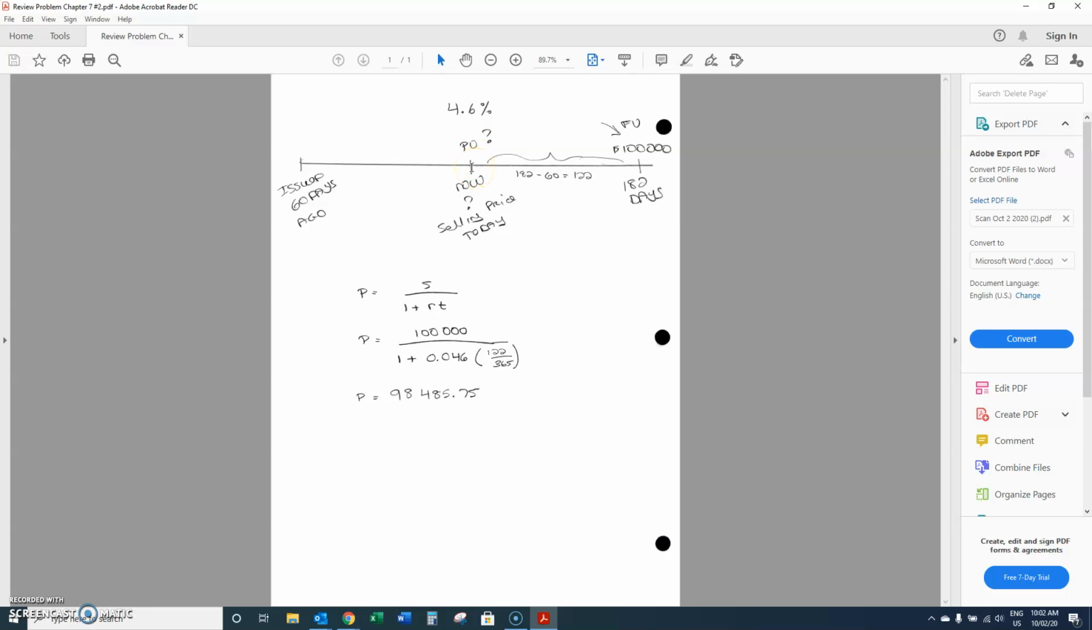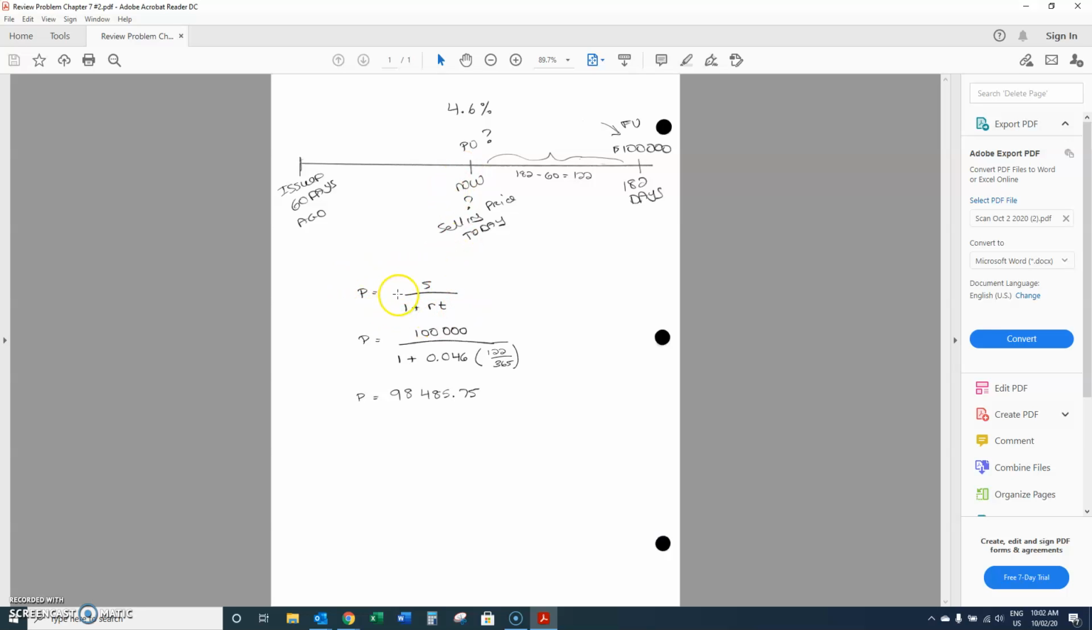So if you draw your timeline now, you can see that we know that at this point in time in the future, it's going to be worth $100,000. We need to calculate what would be the value today at 4.6%. So even though it was issued 60 days ago, we're not looking for the value then, we're looking for the value now. Now, where the 60 days ago comes into play is we're looking for the present value.